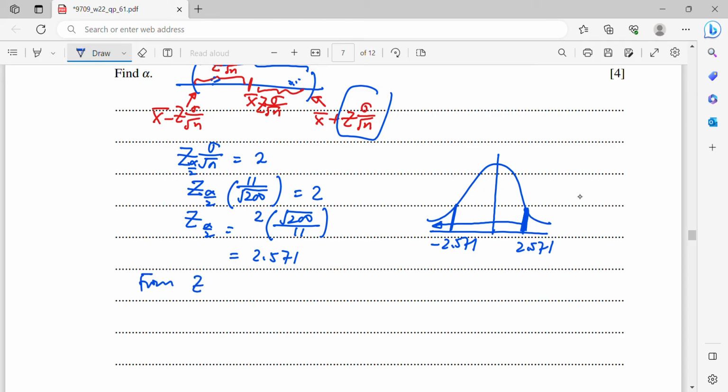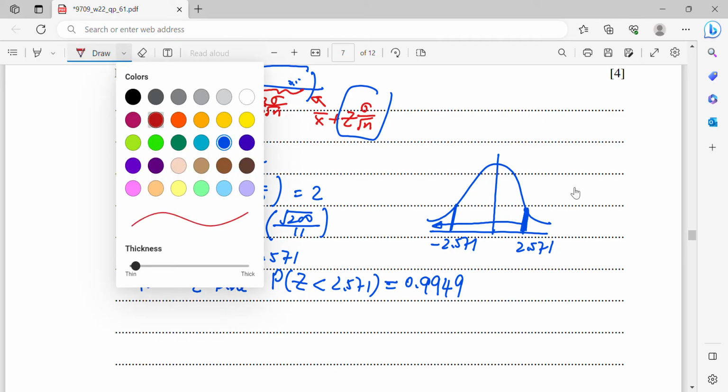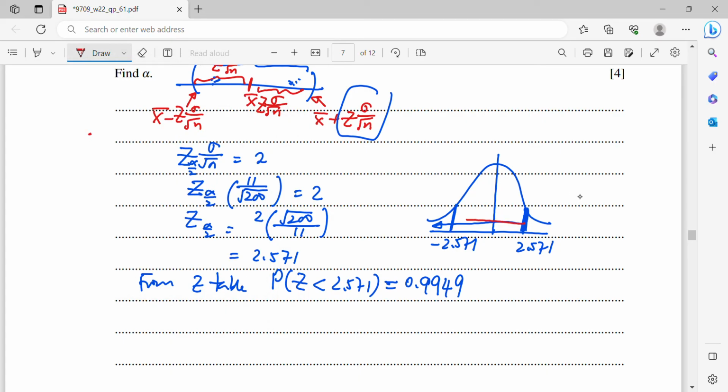From the Z table, the probability that Z is less than 2.571 is 0.9949. Okay, I get it from the table. So which means here the total probability is 0.9949. So if here is 0.9949, that means this part is going to be 1 minus 0.9949.